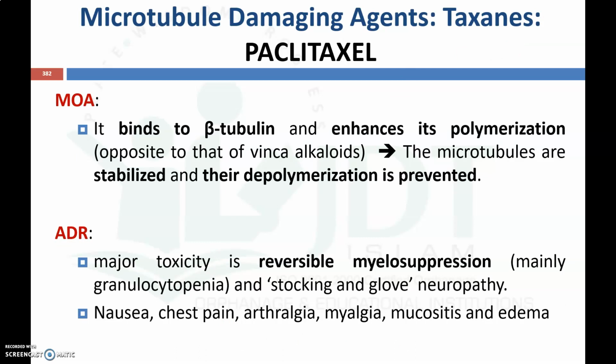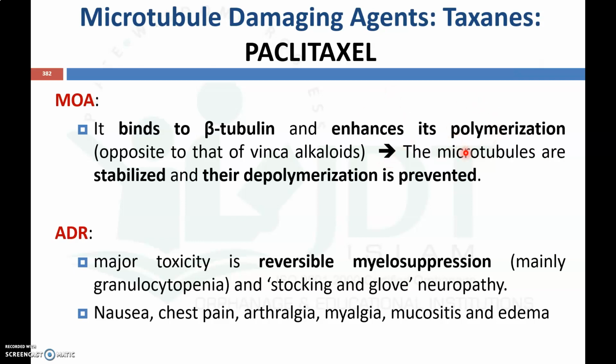Now, another type of microtubular damaging agent is the taxanes, like paclitaxel. The difference between vinca alkaloids and taxane type microtubular damaging agents is that taxanes bind with the beta tubulin protein, and thereby enhance its polymerization. But in case of vinca alkaloids, they prevent this polymerization. In case of paclitaxel and other taxanes, they bind with the beta tubulin and enhance its polymerization, which is the opposite action to that of vinca alkaloids. In case of vinca alkaloids, it was prevention of the polymerization process.